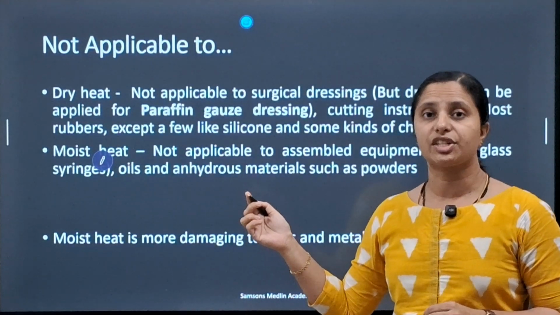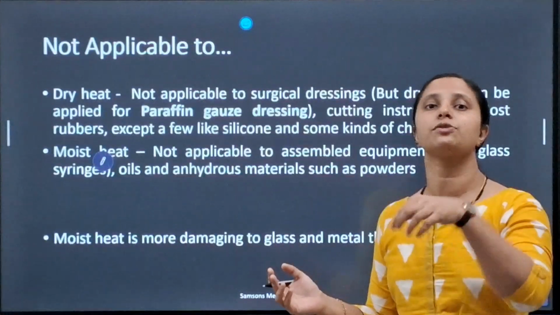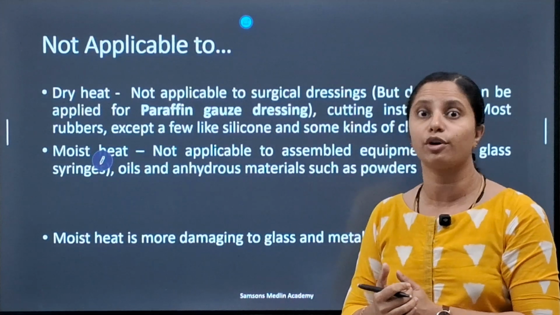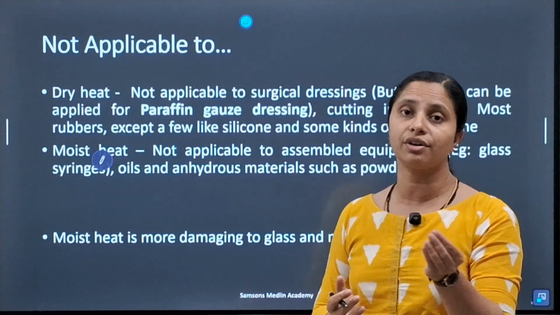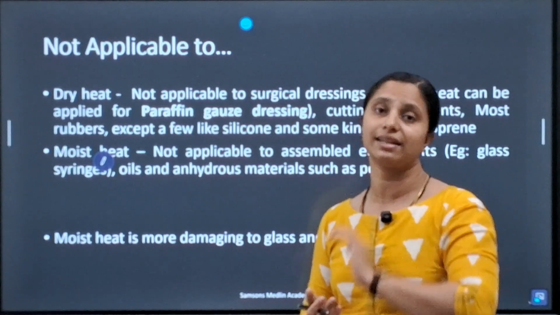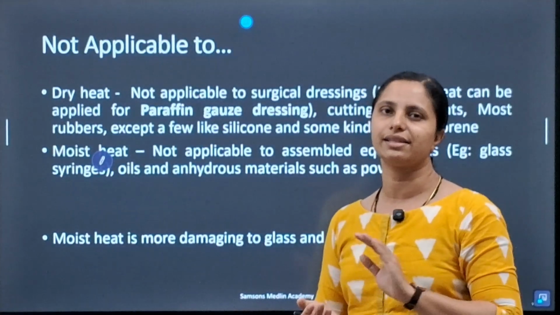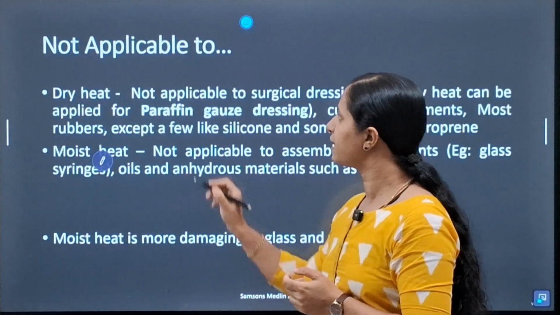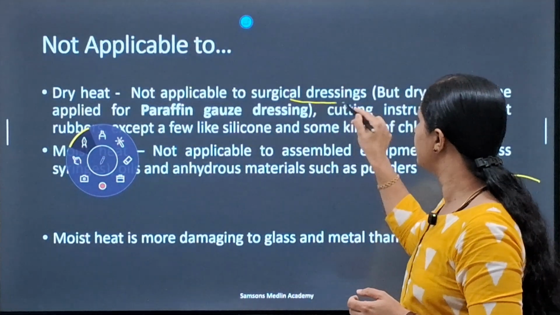While we study applications, questions do come on which materials a sterilization method is not applicable for. So let's note that point also. For dry heat, what materials should we not sterilize by dry heat? One we already discussed: surgical dressing. If we sterilize a surgical dressing by dry heat sterilization, it may get overheated and undergo charring. So remember, this dry heat sterilization method is not applicable to surgical dressings.